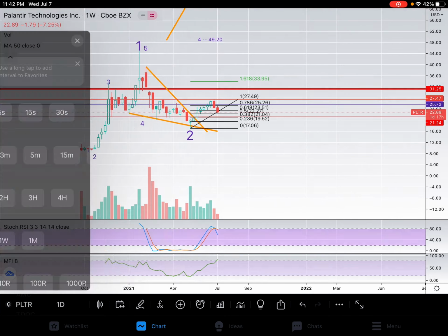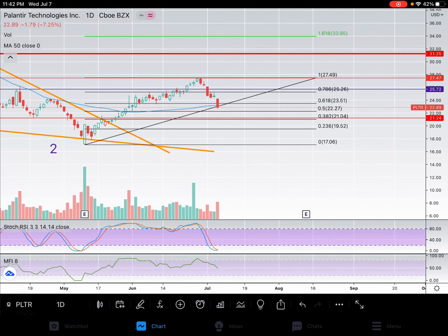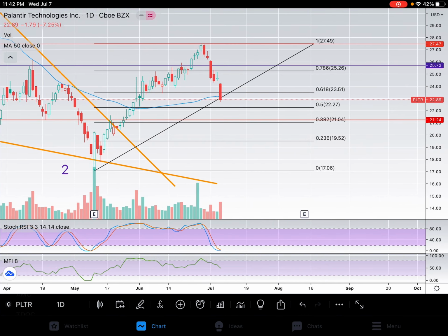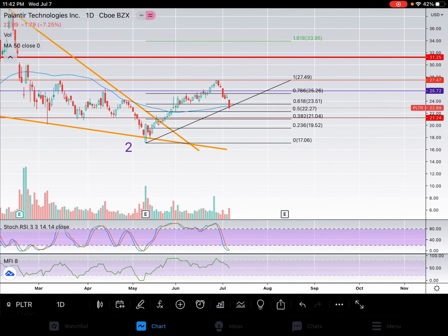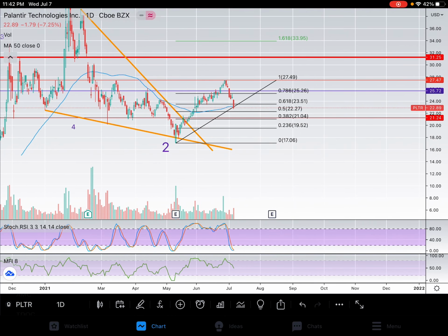So let's look at it on the daily frame here. Right now we broke out of a wedge. Usually after a correction, we start a 1, 2, 3, 4, 5 wave sequence.